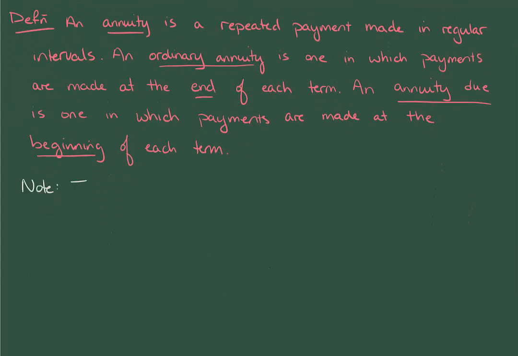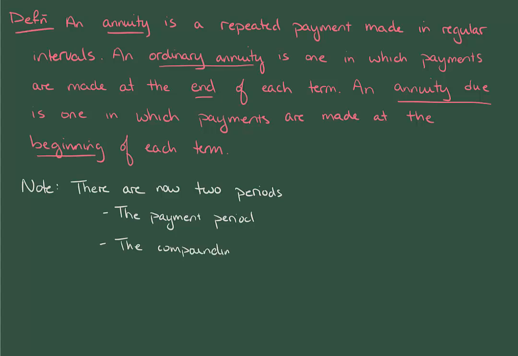So an important point to immediately recognize is that there are now two meaningful periods. There's the payment period, which tells us how frequently we supplement our initial principal, and our usual compounding period, which tells us how frequently the principal compounds. There's no reason to suspect that these should be the same, so be sure to look for the periods in any problem statement that you get.